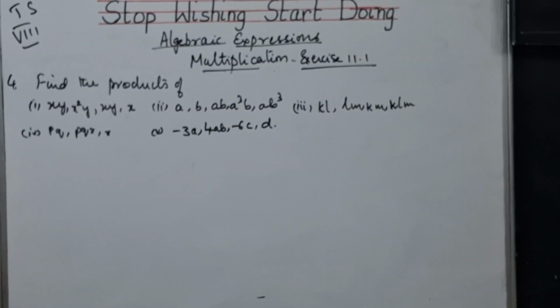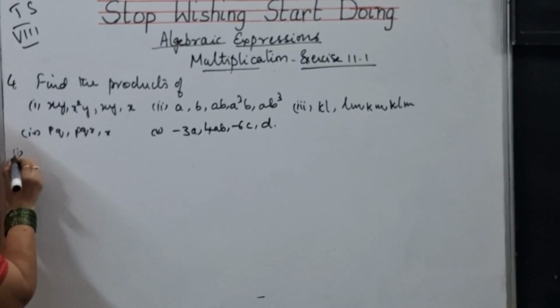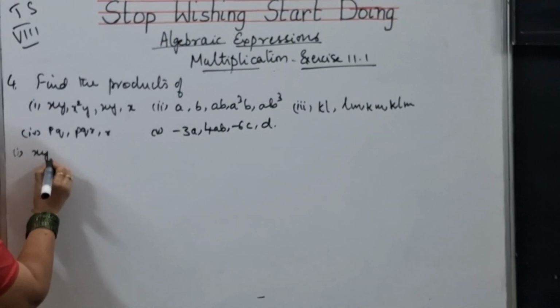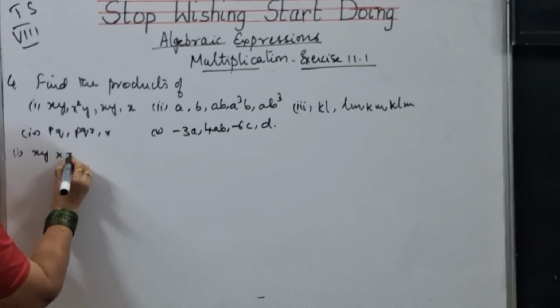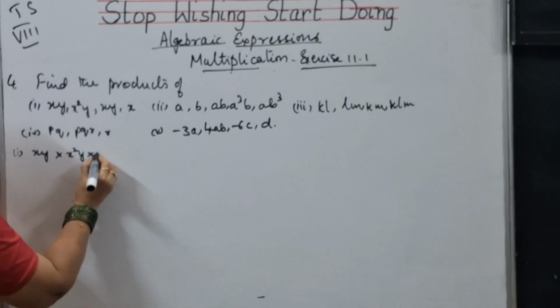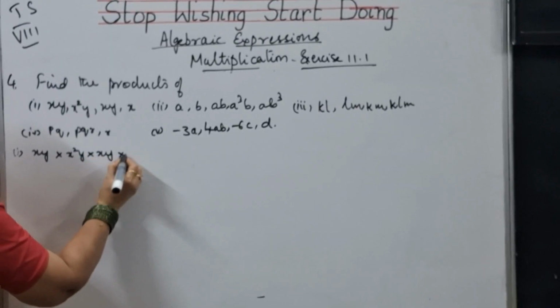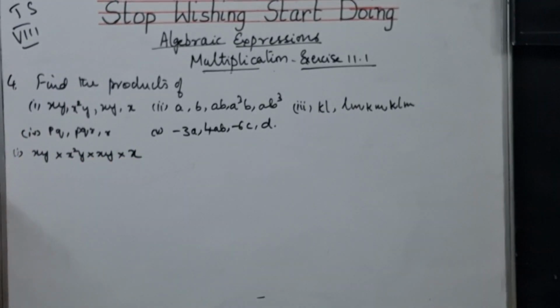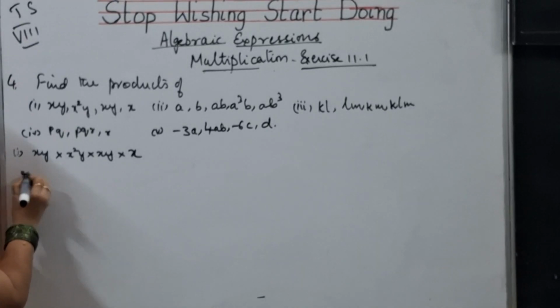I am now dealing with 8th class maths, algebraic expressions, exercise 11.1. 3 sums I have already done. This is the first sum: find the product of the monomials they have given. So let us see one by one. xy into x square y into xy into x. This is our first problem.